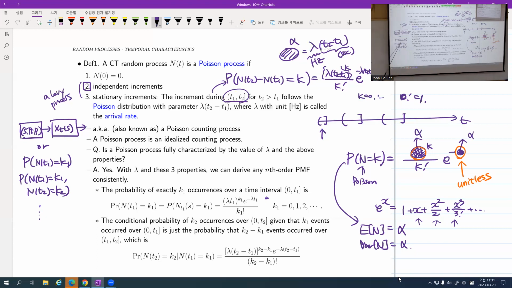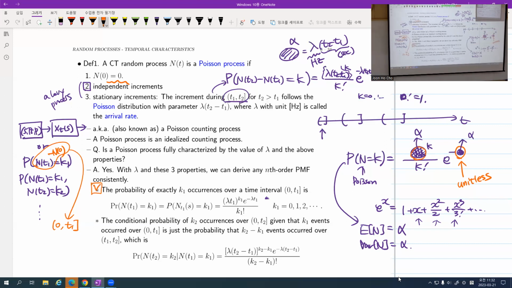How can we find it? This part is the easiest one if we use a trick like this. We subtract n of 0, because it doesn't affect anything, it's 0, right? And then suddenly you notice that this is an increment, a random variable associated with the interval 0 to t1. The third condition says that this random variable is a Poisson random variable with parameter lambda times, in this case, t1. That's why we have the first probability mass function here. So we have found the first order probability mass function.